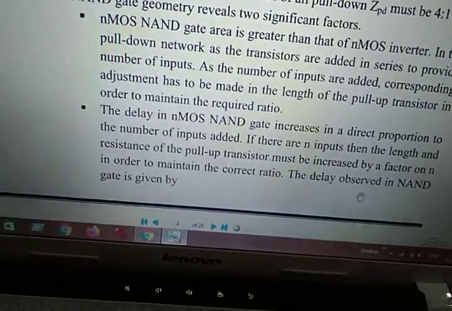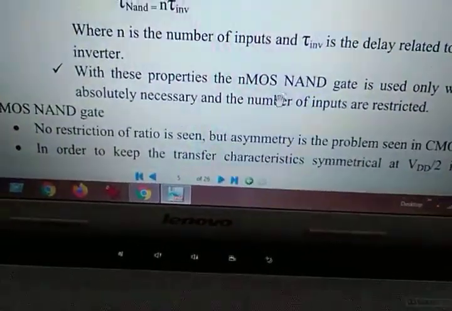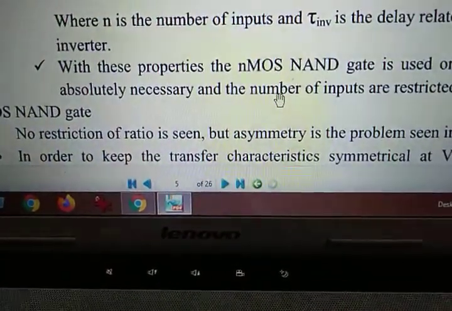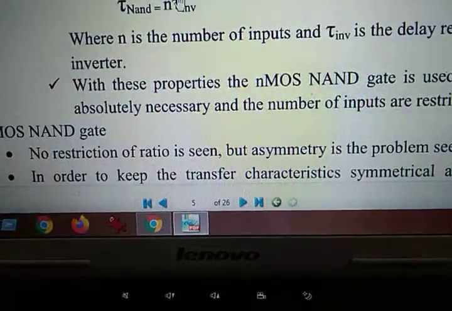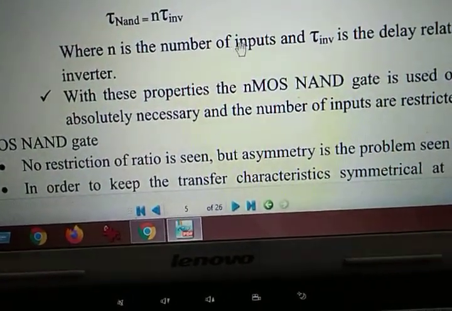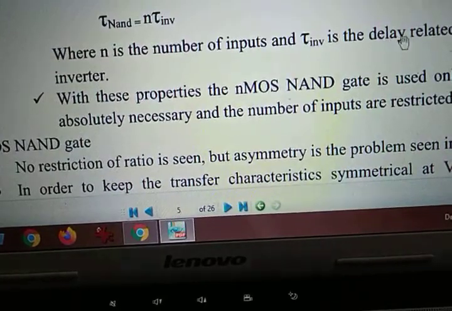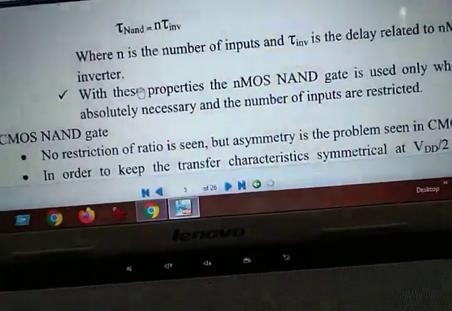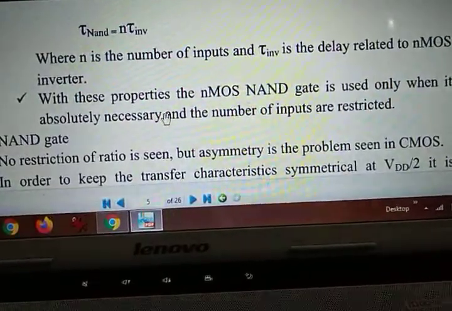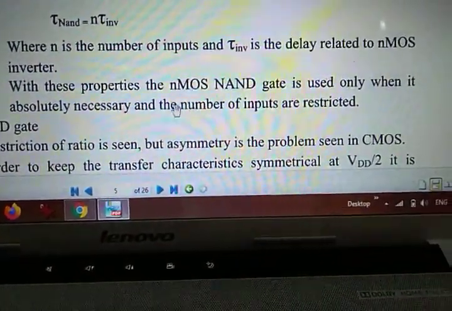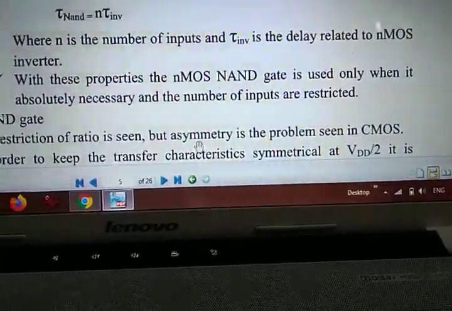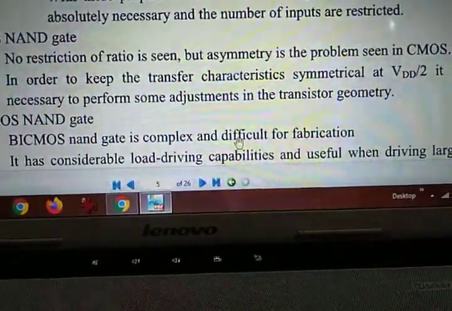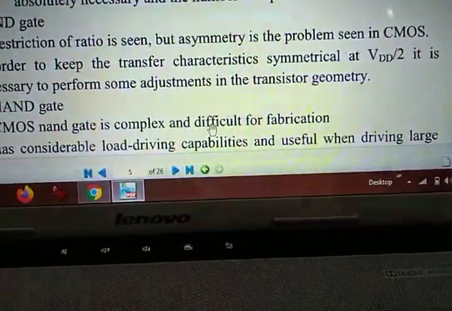The delay observed in the NAND gate is given by tau of NAND equal to n times tau of inverter, where n is the number of inputs and tau inverter is the delay related to the NMOS inverter. With these properties, the NMOS NAND gate is used only when absolutely necessary and the number of inputs is restricted.